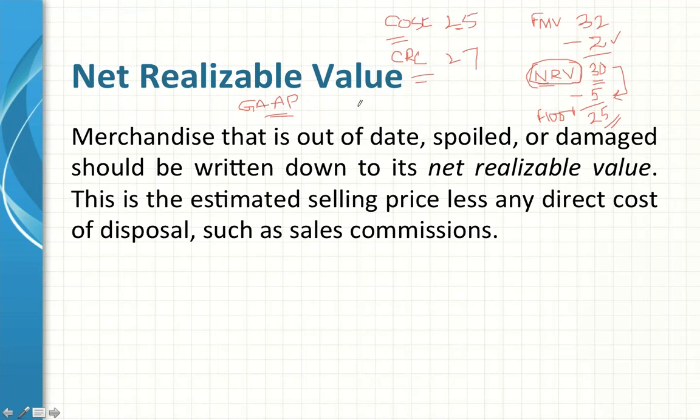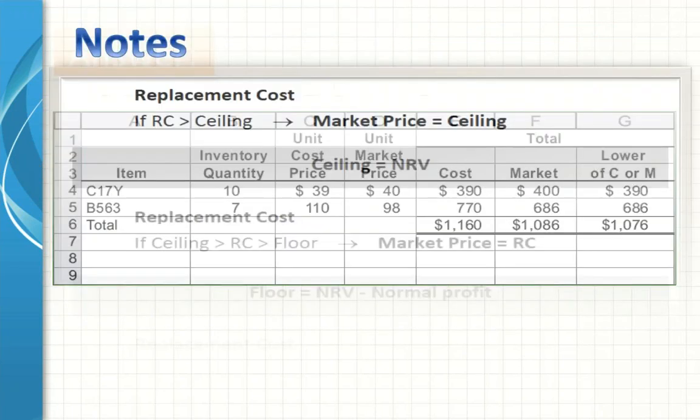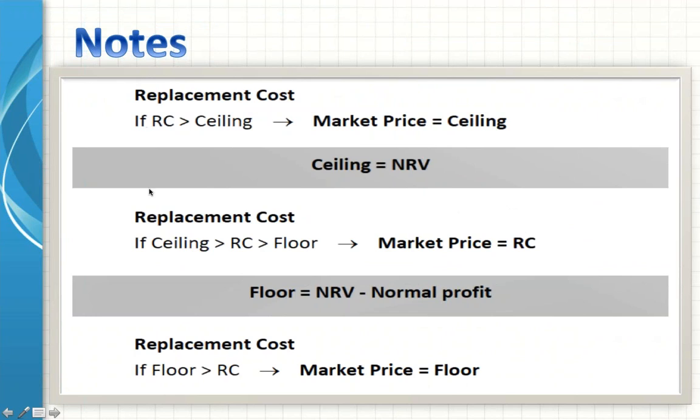Whereas under IFRS, we just compare the lower of these two, cost and fair market value. So we are using GAAP, therefore we should follow these calculations. What are they? These calculations. Please note down this.